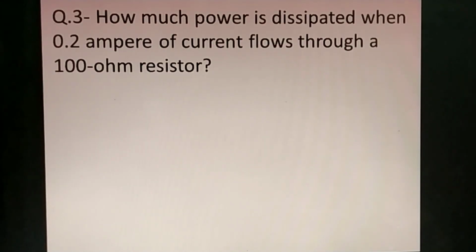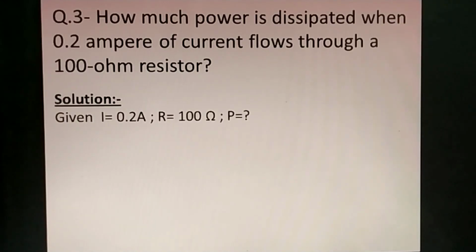Now moving to the next one: how much power is dissipated when 0.2 ampere of current flows through a 100 ohm resistor? How much power? So in this you have to find out power, and current is given, that is 0.2 ampere, and resistance is given. So first write down all the values. I equals 0.2 ampere, R equals 100 ohm, and P you have to find out.